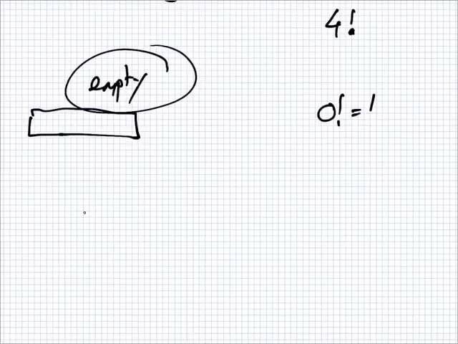If you have no books, that's 1 way to arrange it. The empty way. Yeah. Okay. Try this one for me. So, imagine I had cats. I want to rearrange this word. How many ways can I rearrange this?